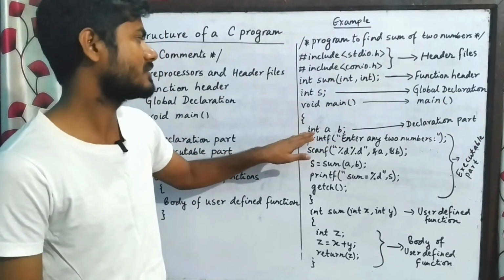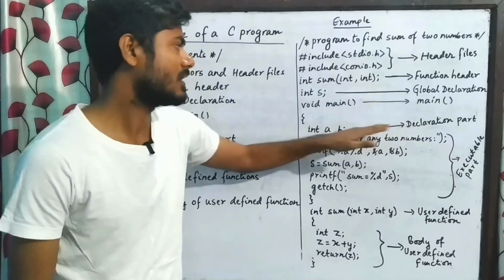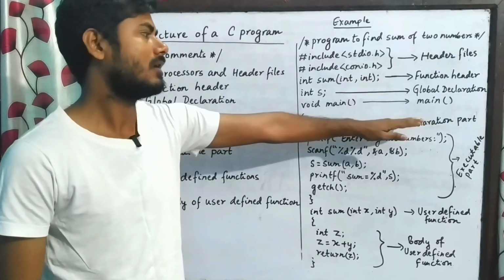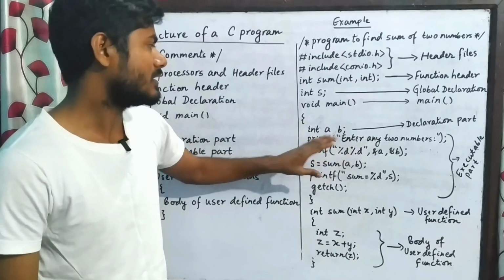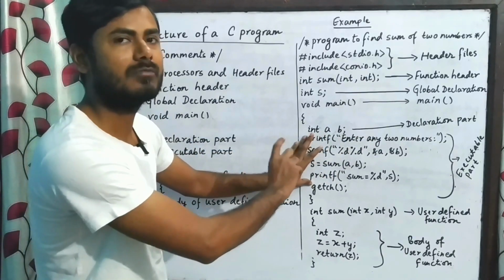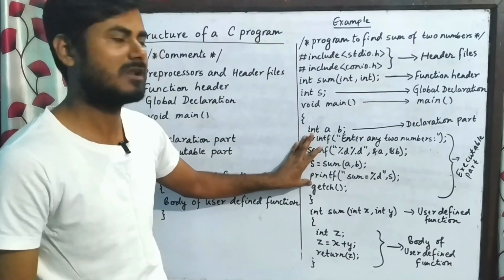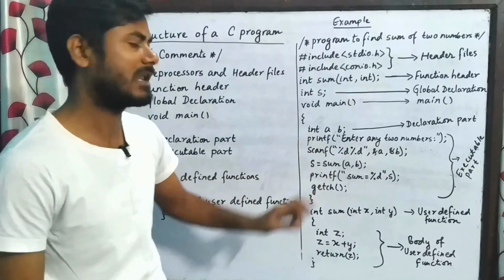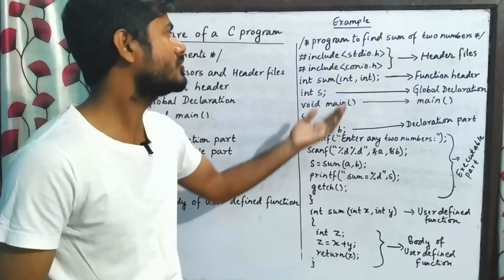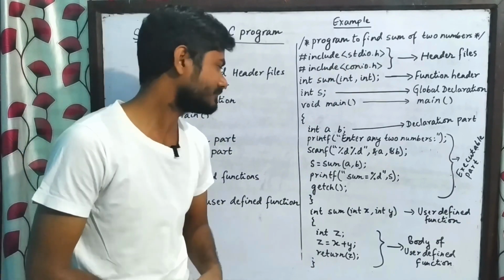Then there is a declaration part. For declaration of any variables, we use this declaration part, and after declaring the variables, there is the executable part. This part of the program is the main part, where execution takes place. You can see printf, scanf, these are the library functions. As I've already told you, they are accessible through the stdio.h header file.